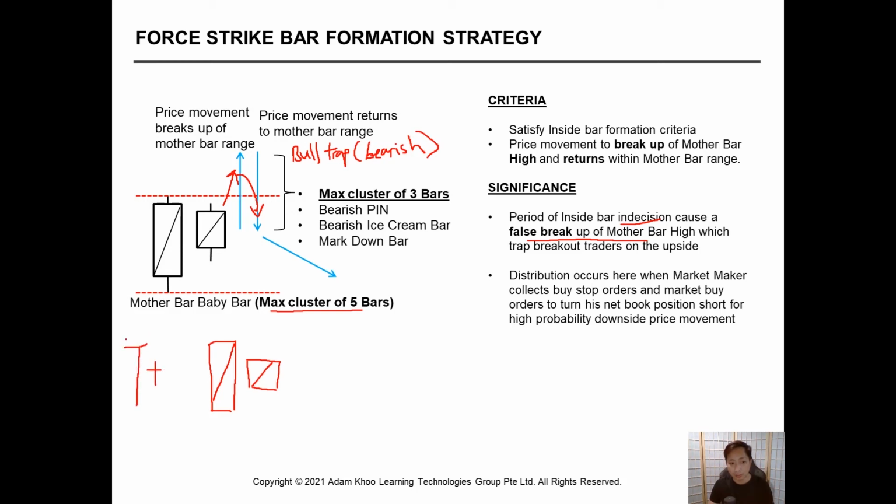This is also called an inside bar. It may not need a body as well. The most important thing is that the range of the baby bar is within the range of the mother bar. We count this: number 1, number 2, number 3, number 4, number 5.